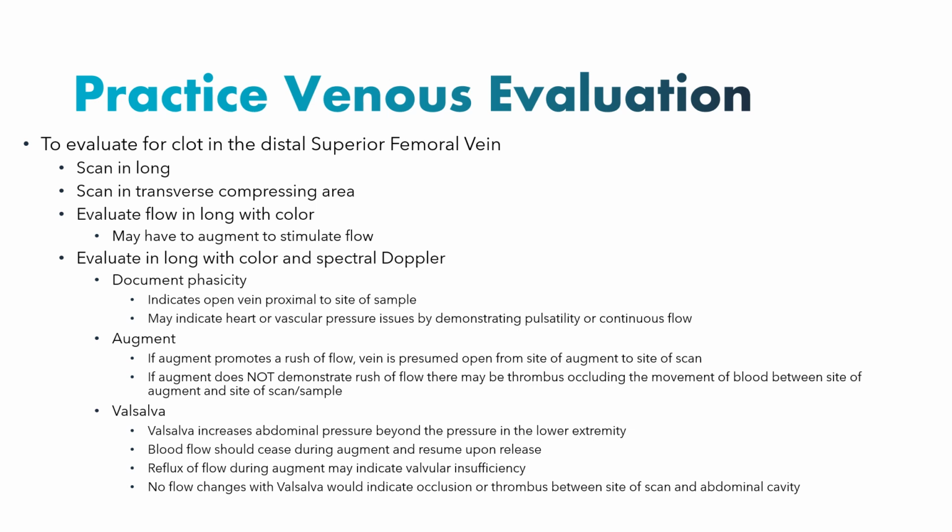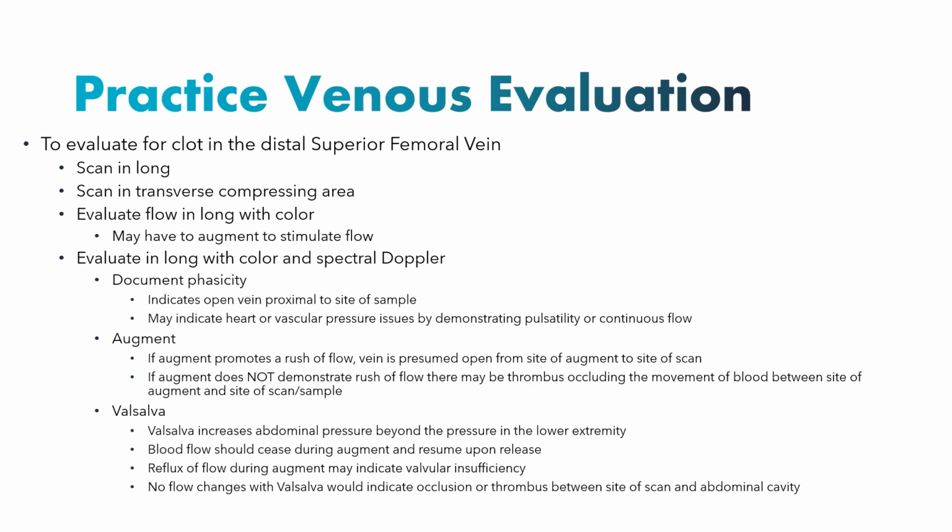Now, if we have heart defects or changes in vascular pressure, we may see additional pulsatility in this region or continual flow. At that point, after you've documented your phasicity and saw what that looks like, then you're going to augment. So you'd pick an area, usually in the calf, if you're doing the superficial femoral vein, and you would compress that calf, augmenting the blood flow forward.